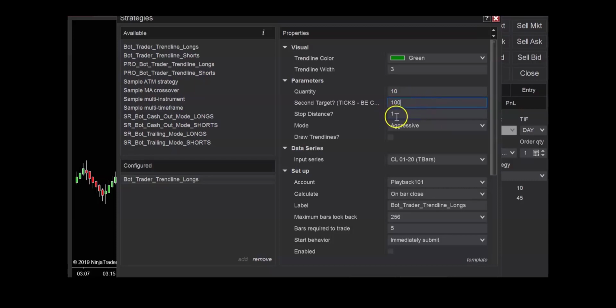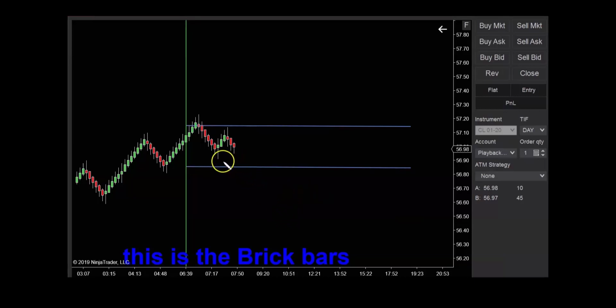I like to leave mine at 1. There's not too much I need to explain about the stop distance. Let me just close this here. The stop distance is essentially based on the low of our brick bar lows. As an example, if you have identified that this is a good place to place your stop, then a stop distance of 1 will be placed 1 tick below this green reversal bar. Does that make sense? And if you select a stop distance of 5, it's going to place your stop 5 ticks below this green reversal bar, which would be somewhere over here.